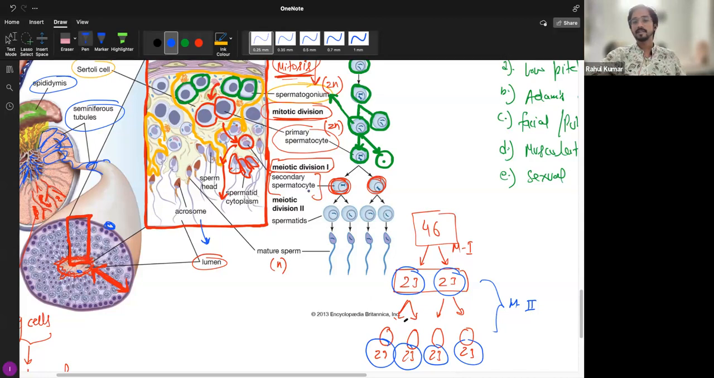So if this is clear, tell me what will be the ploidy of secondary spermatocyte, haploid or diploid? Your voice is lagging. Sorry. Okay. Is it better now?